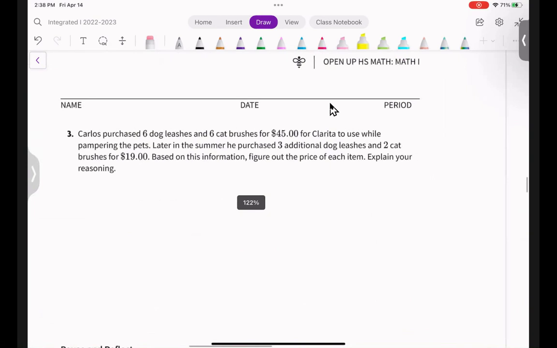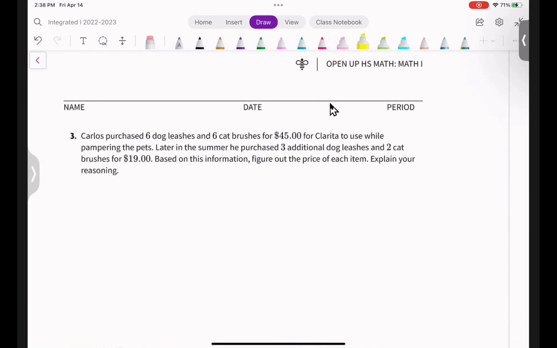Except for now we're doing leashes and cat brushes. Okay, so Carlos purchased 6 dog leashes and 6 cat brushes for $45, for Clarita to use while she's pampering the pets. Later in the summer, he purchased 3 additional dog leashes and 2 cat brushes for $19. Based on this information, figure out the price of each item.